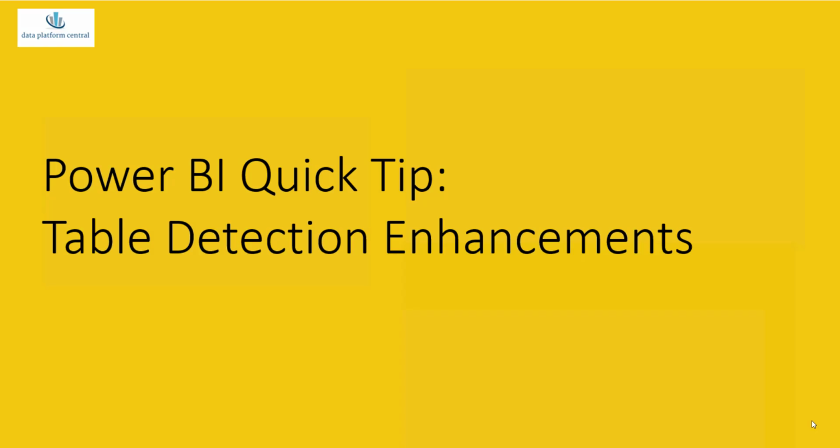In this weekly edition of Quick Tip, we are going to see a couple of table detection enhancements which were publicly released in the April feature summary of Power BI. The first one of these is called Excel table detection, which helps Power BI to scrape data from multiple data regions within the same Excel sheet onto multiple tables inside the Power BI model.